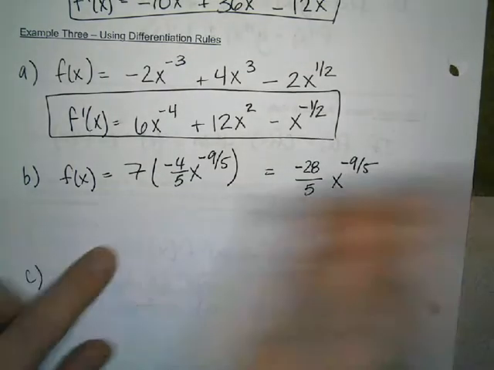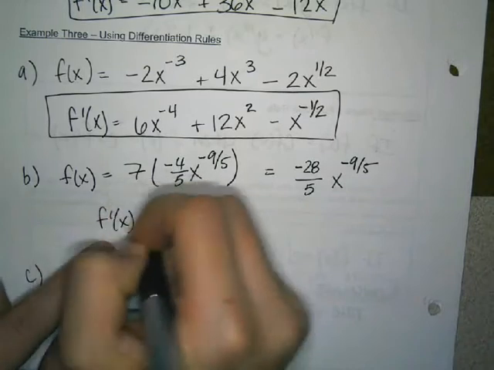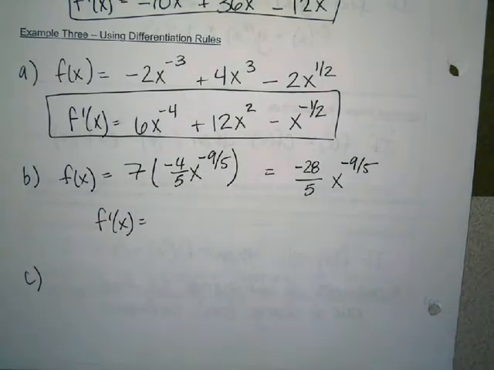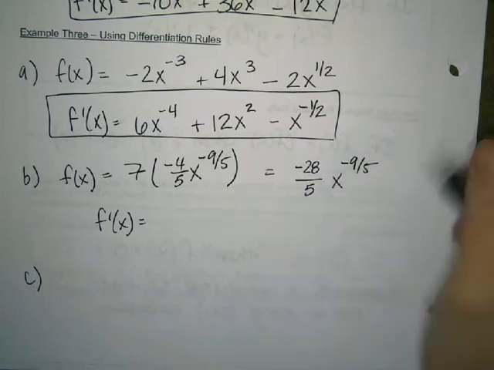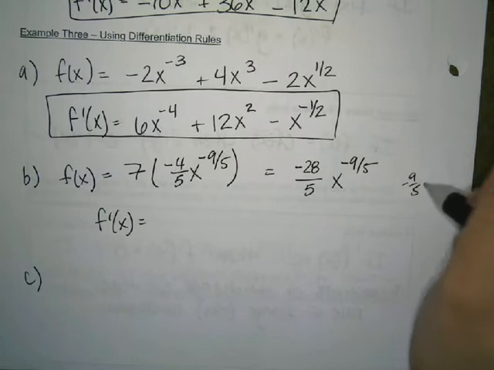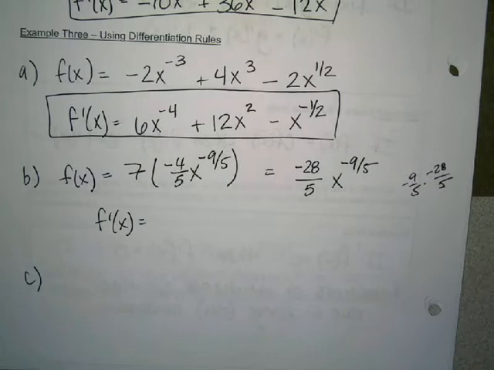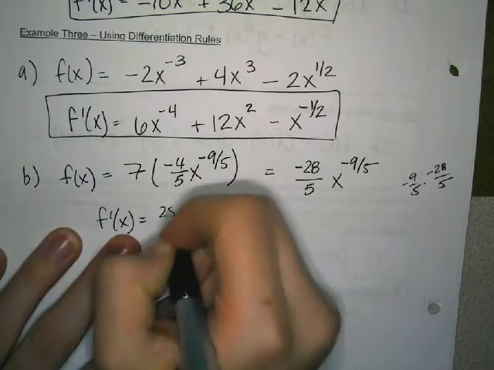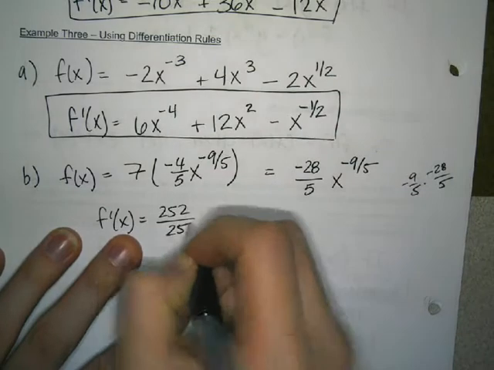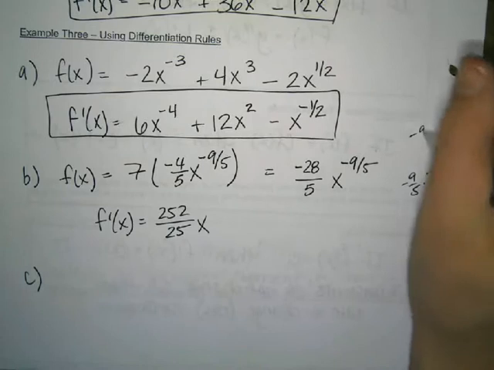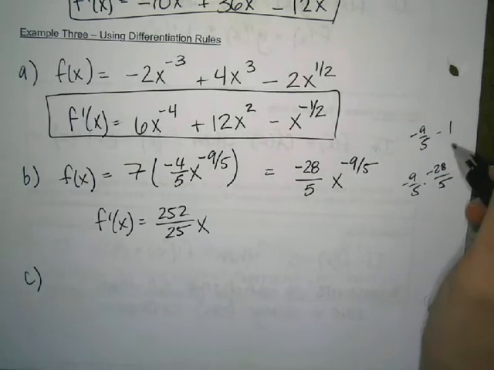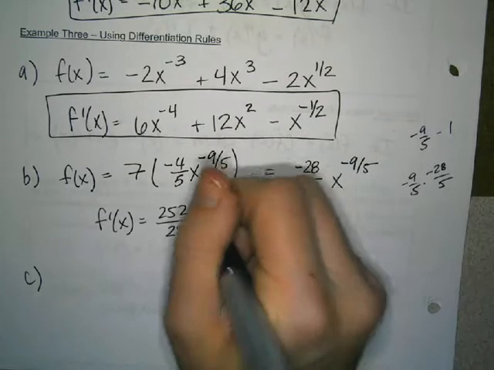Okay, so f prime of x. I multiply by my original exponent. So technically here, I have negative 9/5 times negative 28 over 5. So let's go, 28 times 9 gives me 252 over 25. Then I'm going to subtract 1 from the exponent. When you subtract 1 from the exponent, really what you're doing is you're subtracting 5 over 5. So you should get negative 14/5. And that would be your answer.